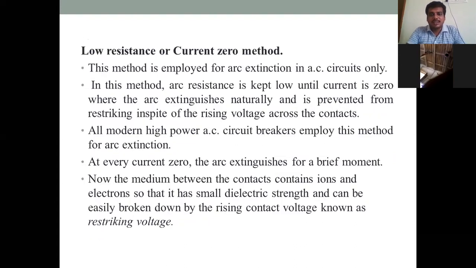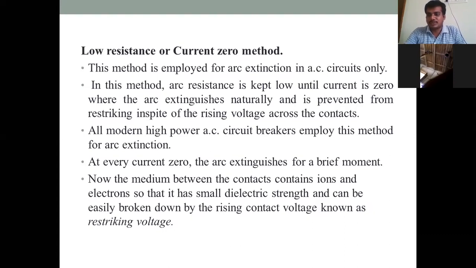Next is the low resistance at the current zero method. This method is employed for arc extinction. It is not practical for DC circuits, so if you want to go for arc extinction in the case of AC circuits, this low resistance at the current zero method can be employed. In this method, the arc resistance is kept low until the current is zero.